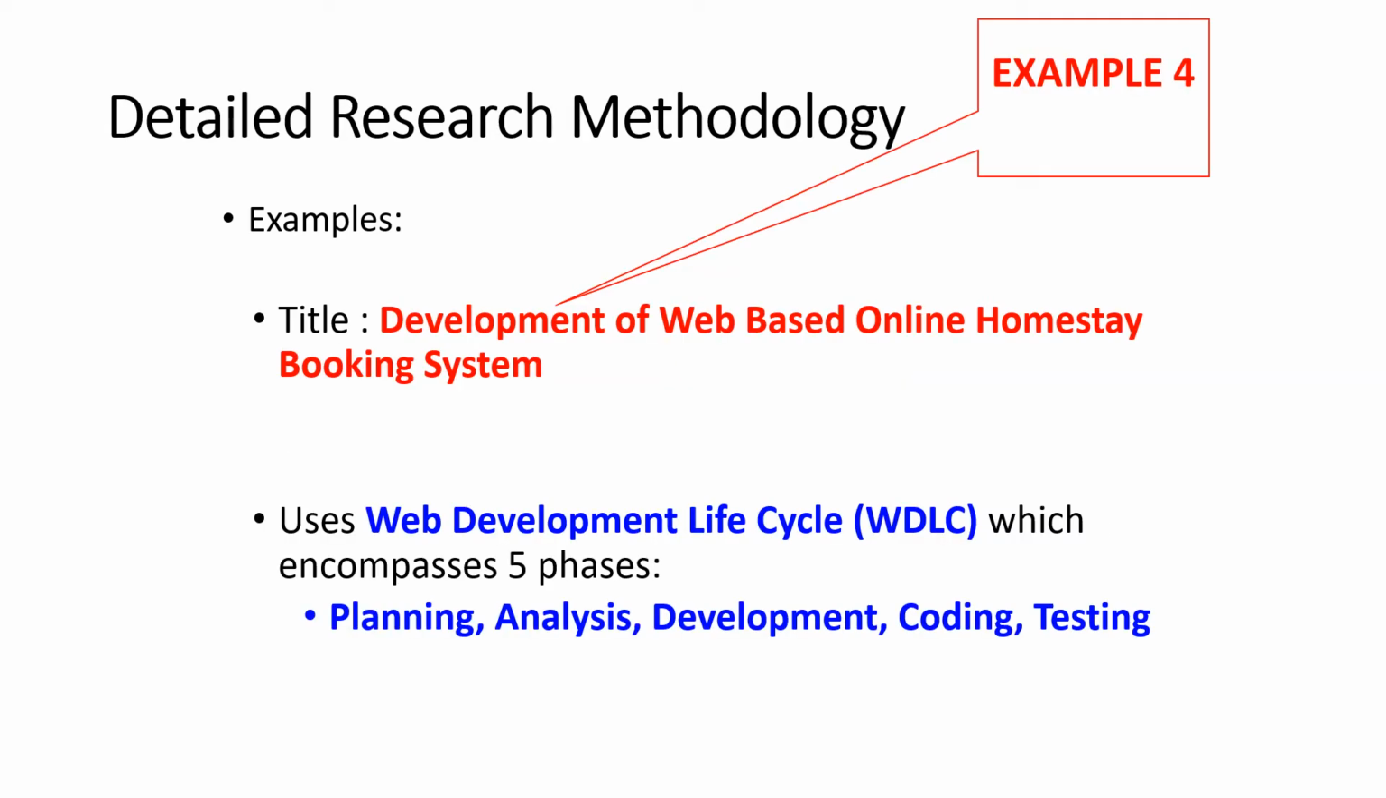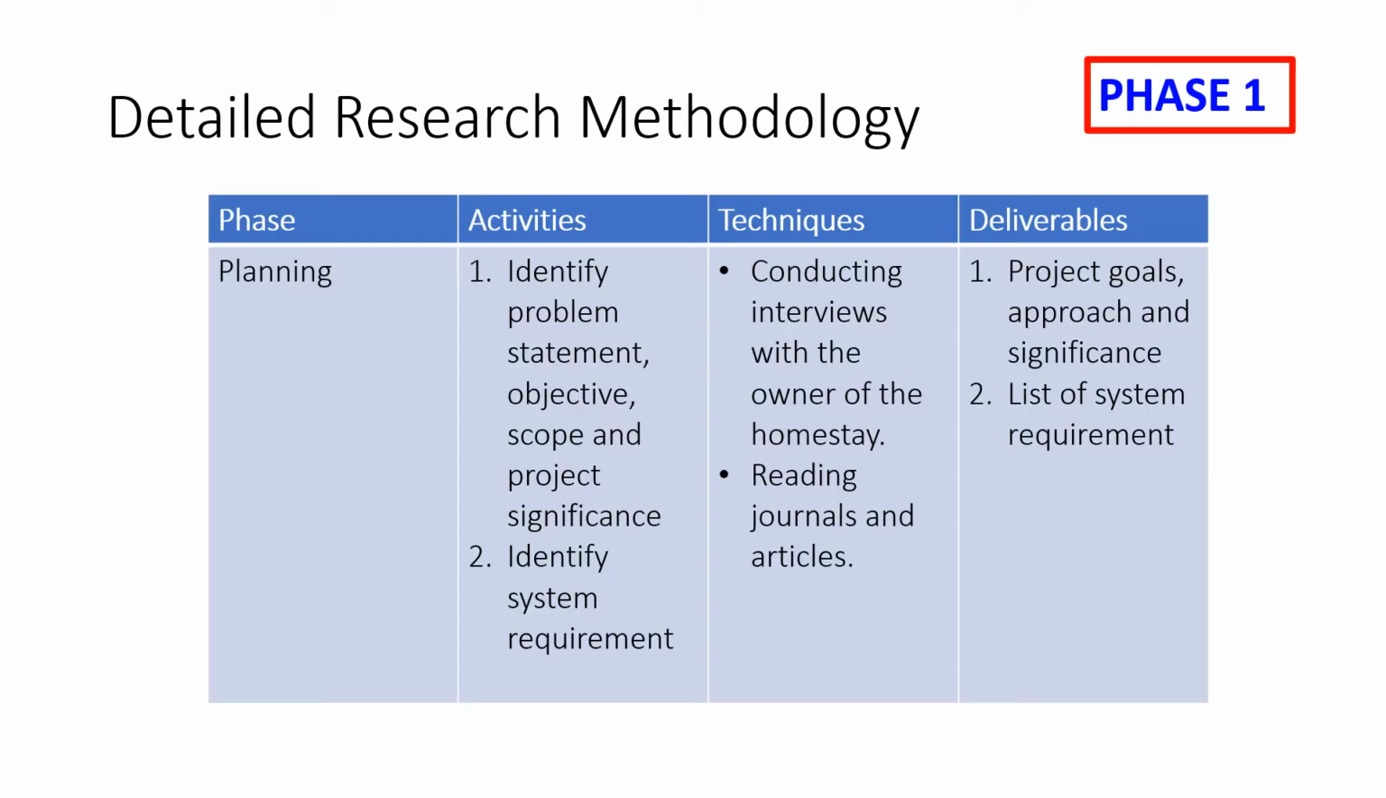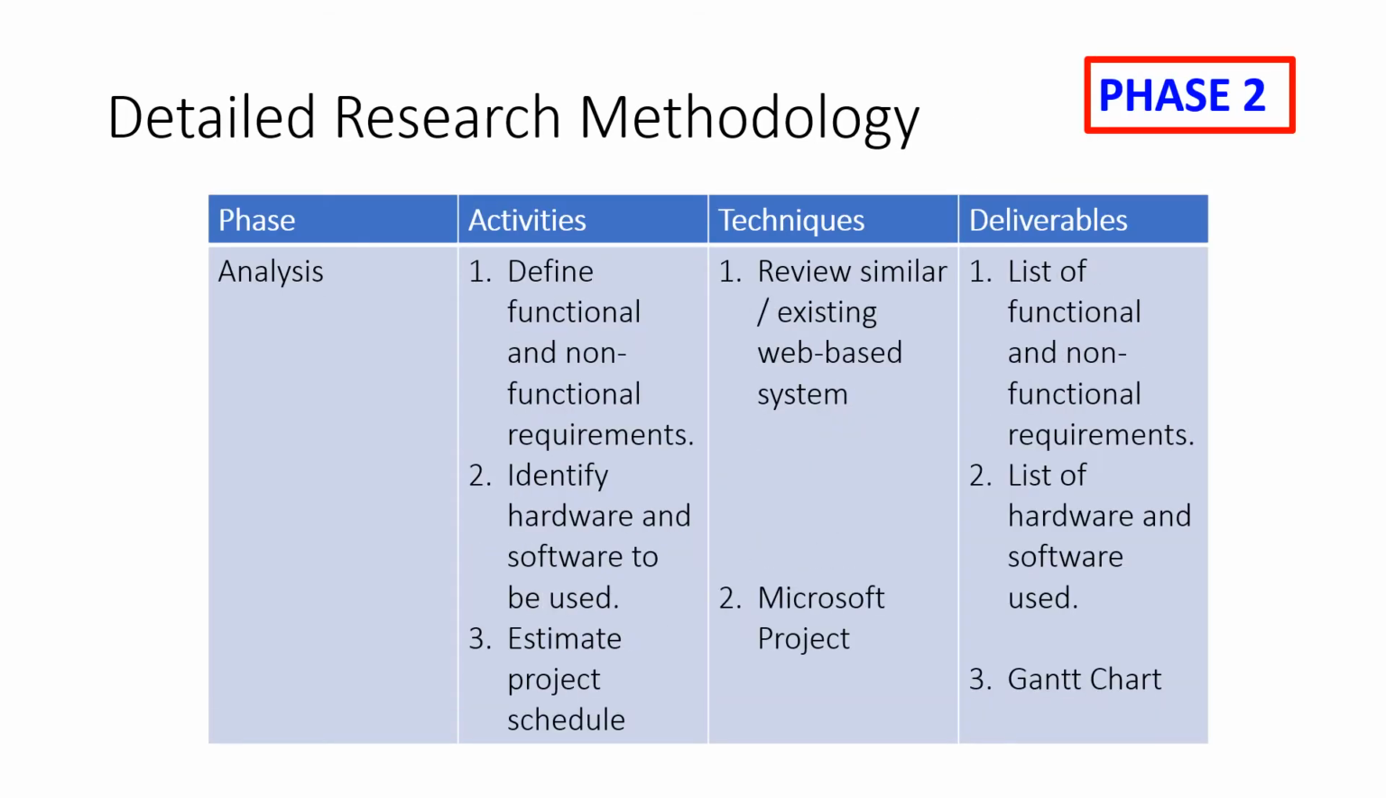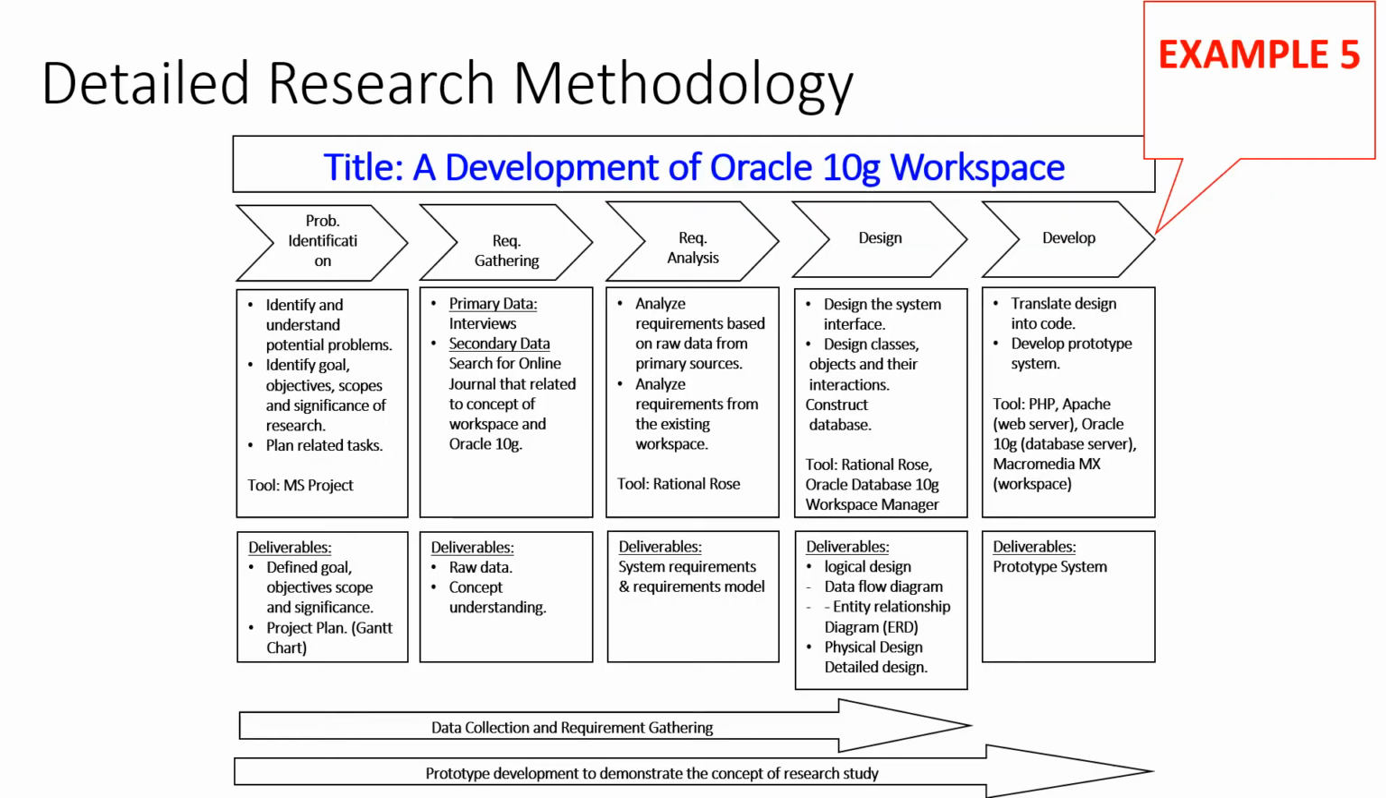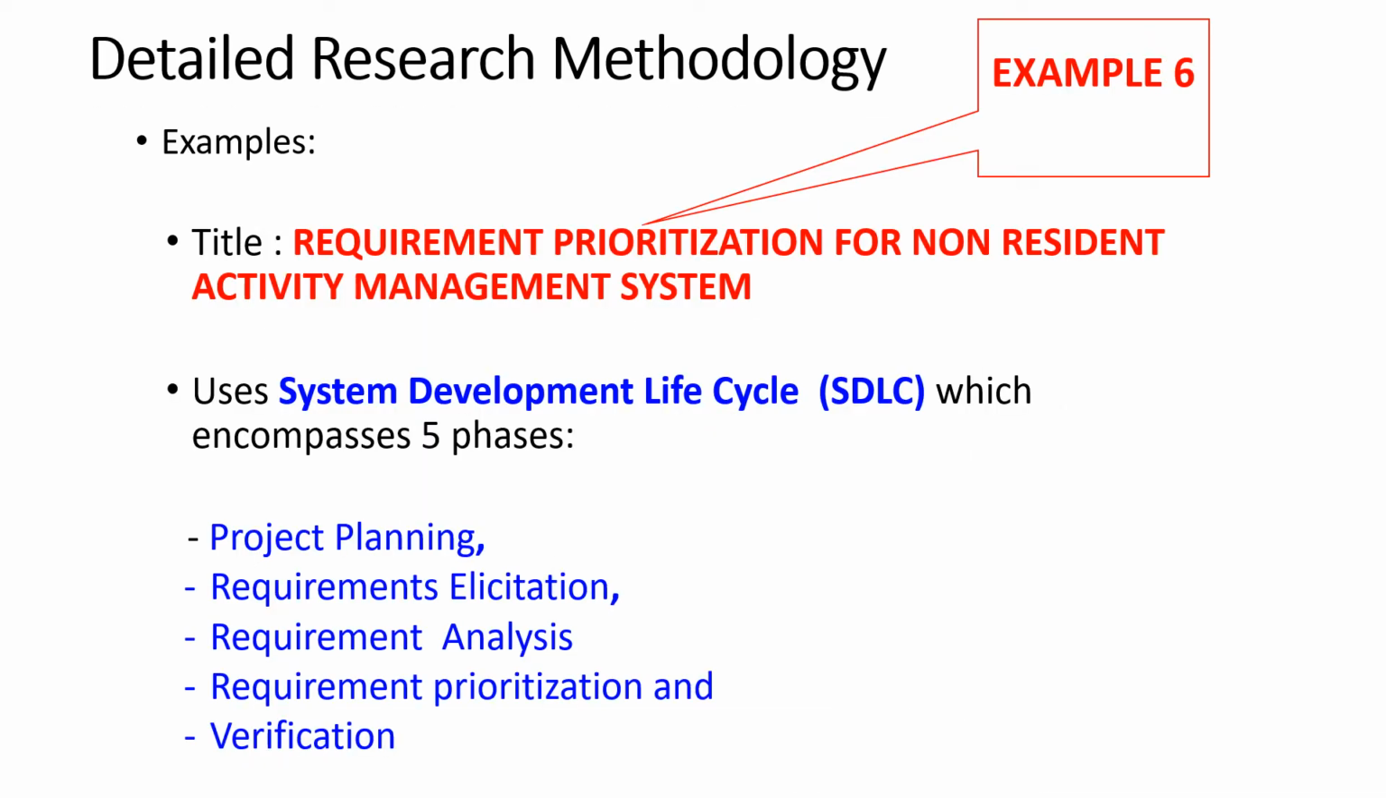Okay, this is another example: development of a web-based online homestay booking system. These are example 5. You look here, these are the requirement analysis phases, what was done. They analyze requirements based on raw data from primary resources. They use rational rules, and the deliverables are the system requirements and requirements model. Okay, so this is example 6.